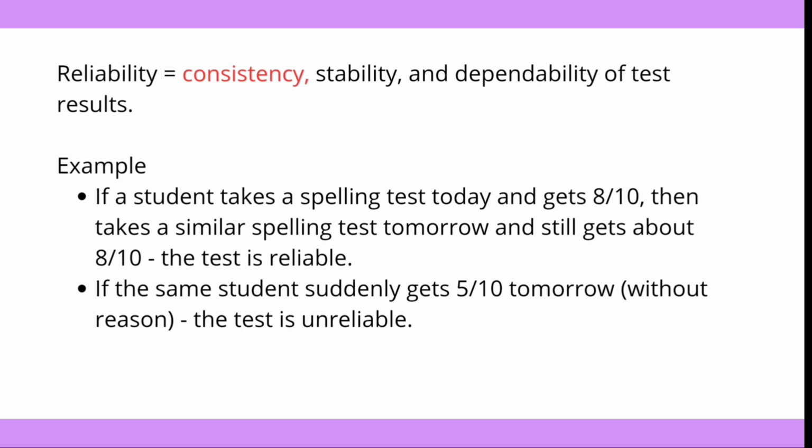Now, if the scale gives, for day 1, 54 kilograms, then on day 2, 65 kilograms, and on day 3, it becomes 58 kilograms, this means the scale is unreliable, because the results are inconsistent.